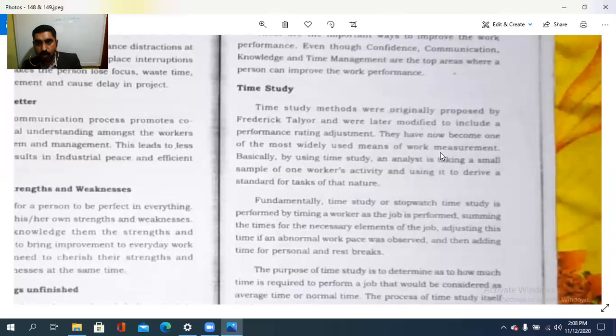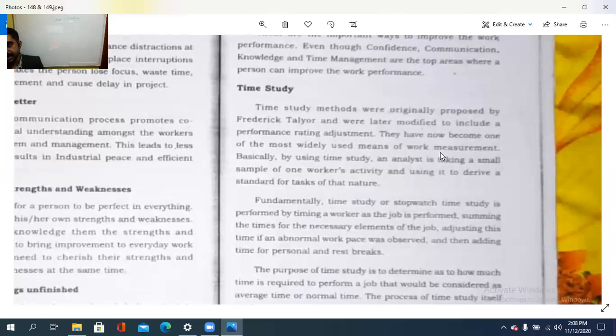Time study methods were originally proposed by Frederick Winslow Taylor. Taylor's Principles of Scientific Management, father of scientific management, Taylor, and were later modified to include a performance rating adjustment. They have now become one of the most widely used means of work measurement. Which one? The time study. Basically, by using the time study, an analyst is taking a small sample of one worker's activity and using it to derive a standard for the task of that nature.